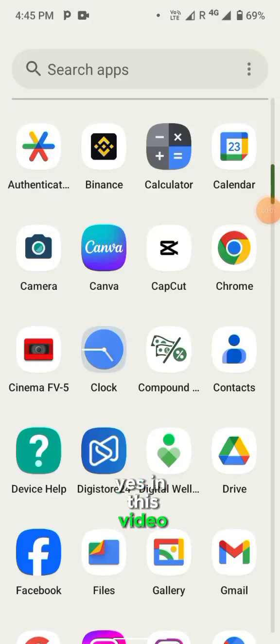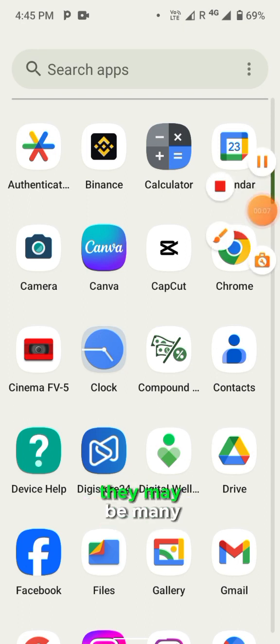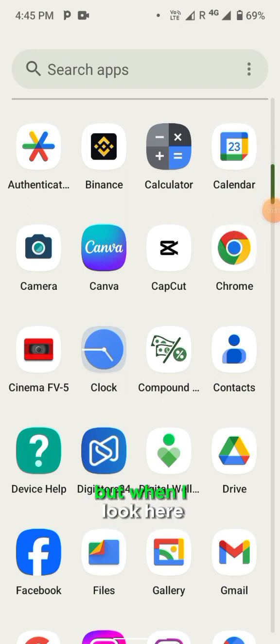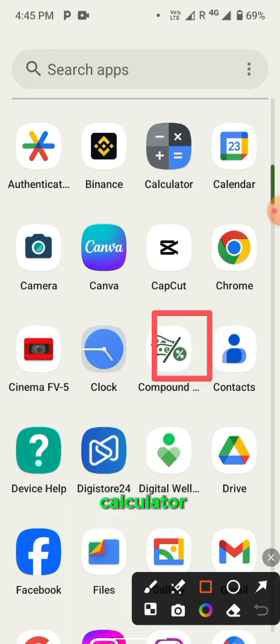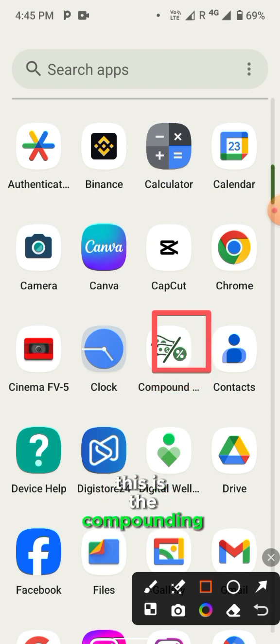Yes, in this video, I'm going to show you how to use a compounding calculator. There may be many compounding calculators, but I'm going to show you this one. This is what I use. This is the compounding calculator. I hope everyone sees very well. This is the compounding calculator that I use.